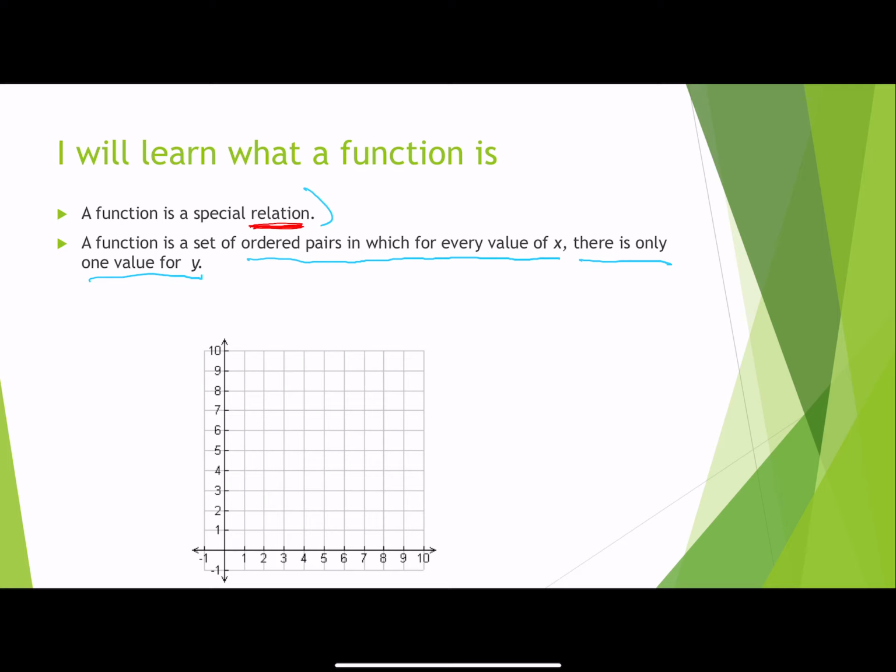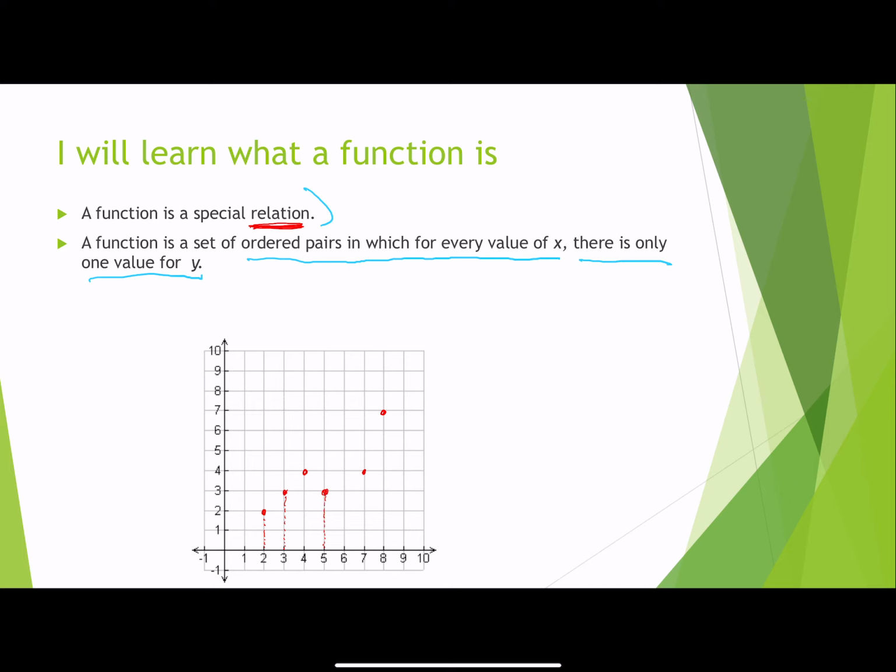But basically, let's plot a few points. As you know, a set of ordered pairs is basically a bunch of points. They can be defined as a function if for every x value, there's only one y value. When x is 3, there's only one value of y. It's kind of like a map. When x is equal to 5, y is equal to 3.